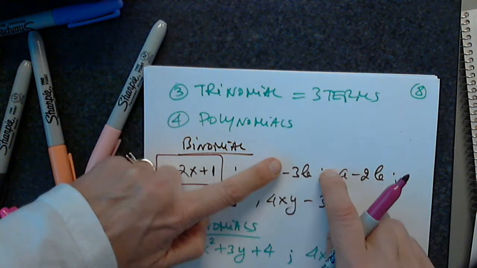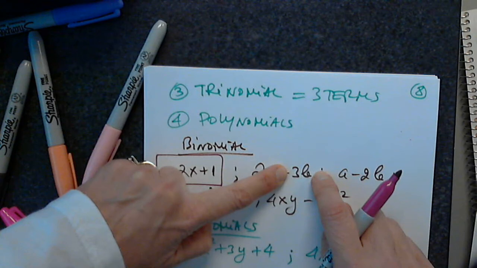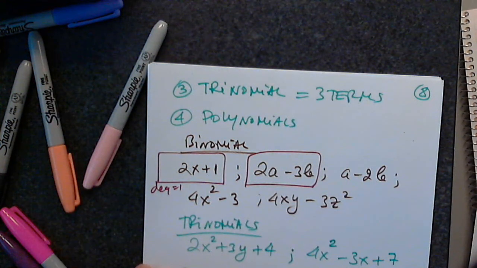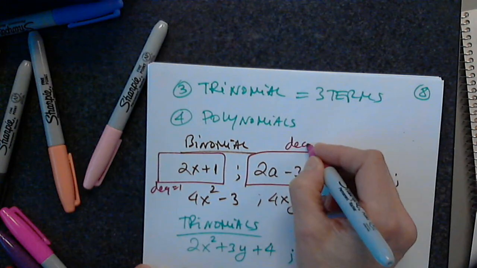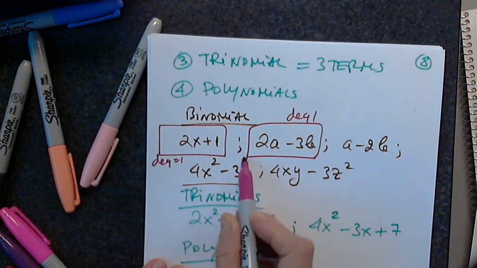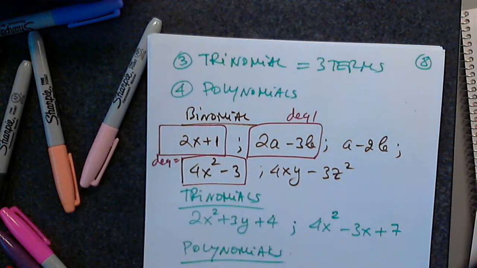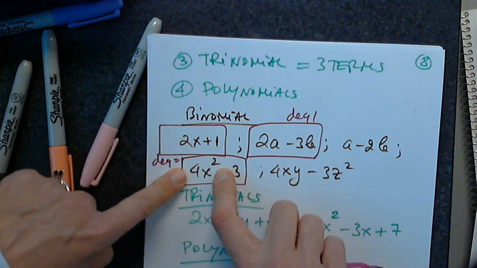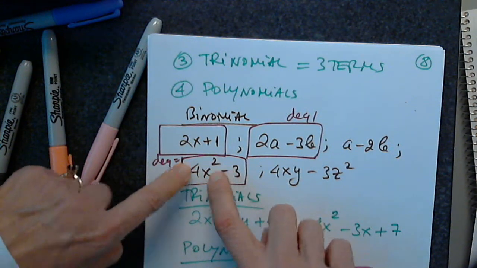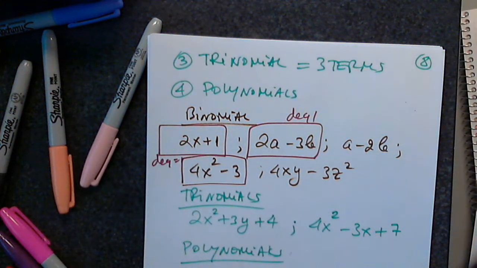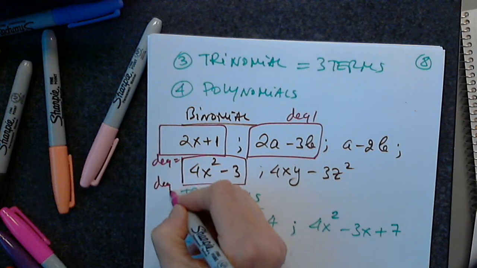It's 1. The degree of 3b is also 1. So what is the highest of 1 and 1? Okay, let's look here. What is the degree of the first term or the first monomial? 2. What is the degree of -3? 0. What is the highest between 2 and 0? 2. So this is degree 2.